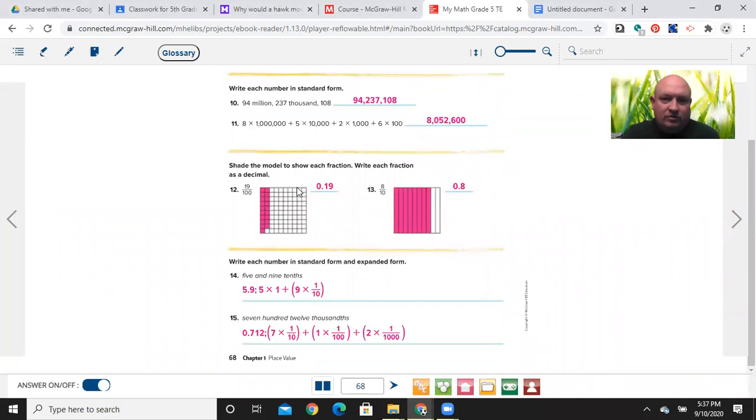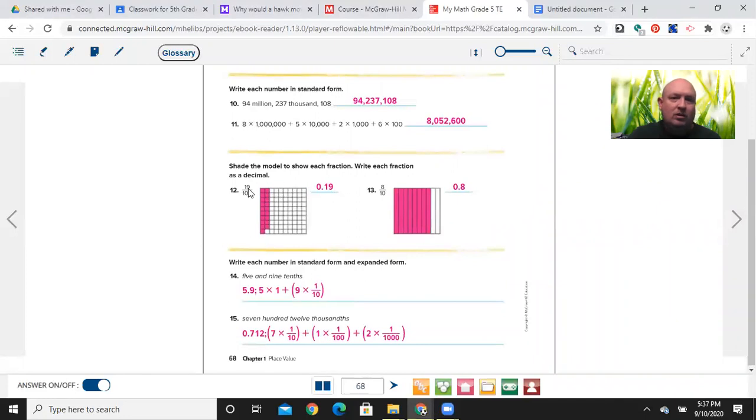Shade the model to show each fraction. Then write each fraction as a decimal. So you need to shade it. And you see it's 19 out of 100. The 1 tells me there's 1 full column. The 9 tells me there are 9 small blocks. So here's your 1 full column, your 9 blocks. And you have 19 over here because there's 1 full column and 9 blocks, no whole ones. And you can see that literally it's still the 19 with 2 decimal places.